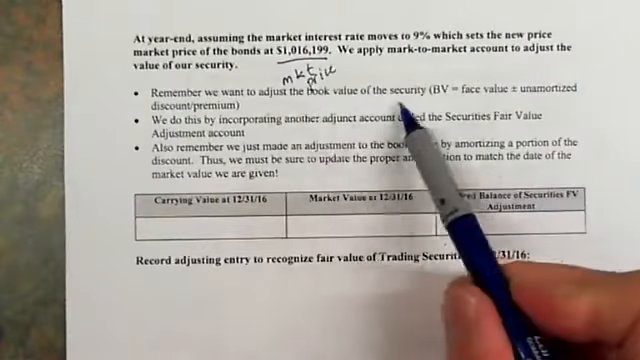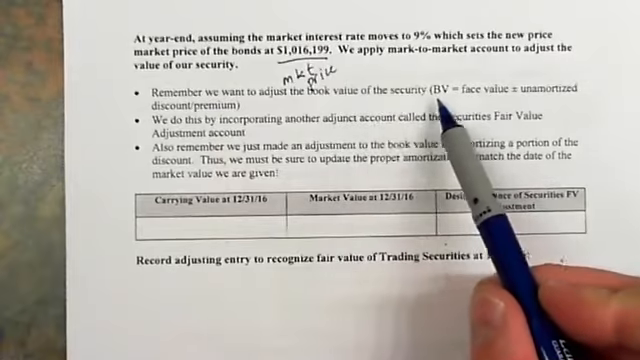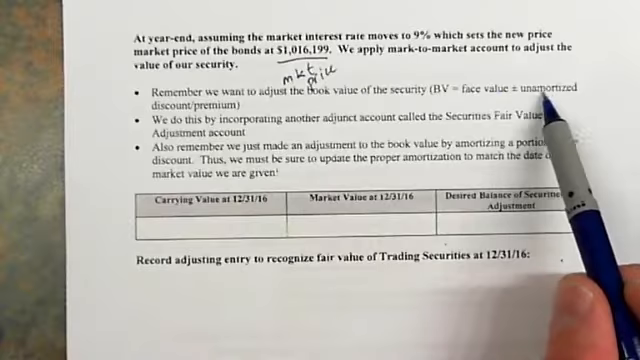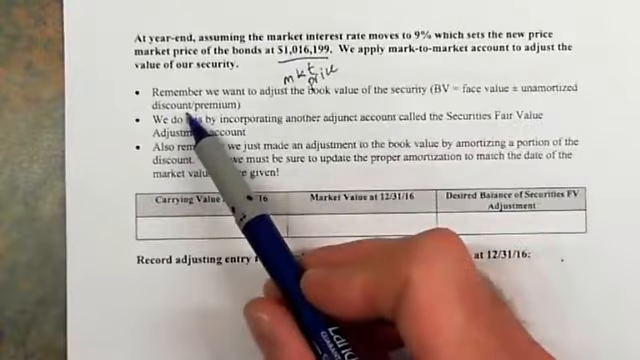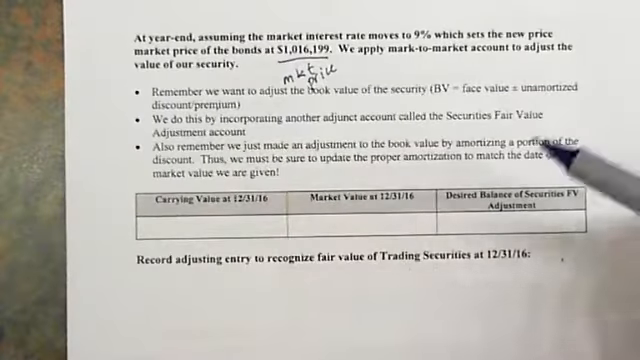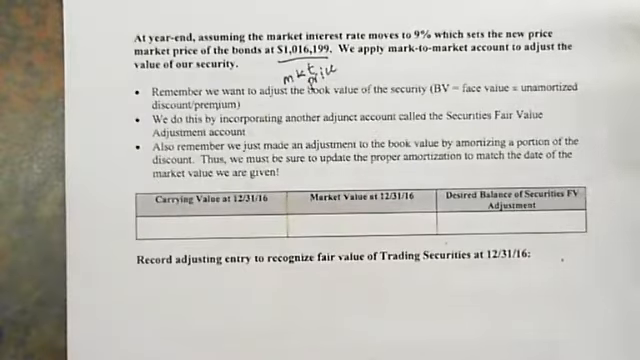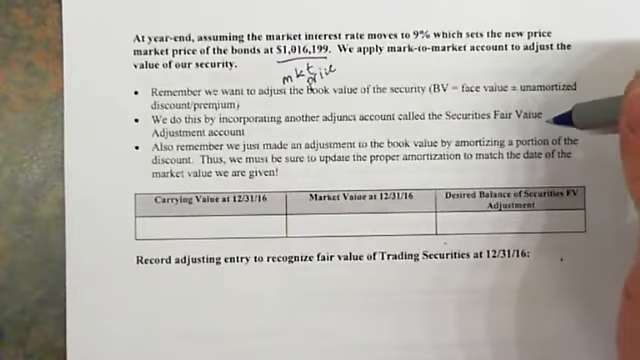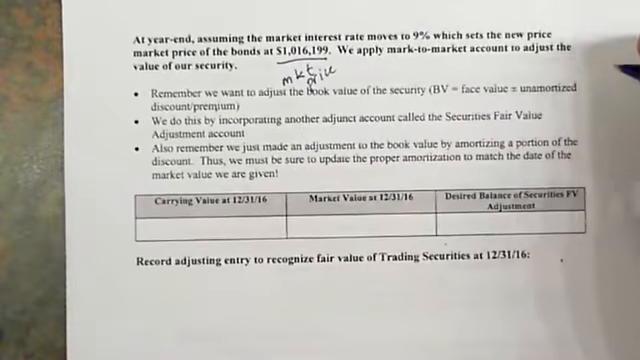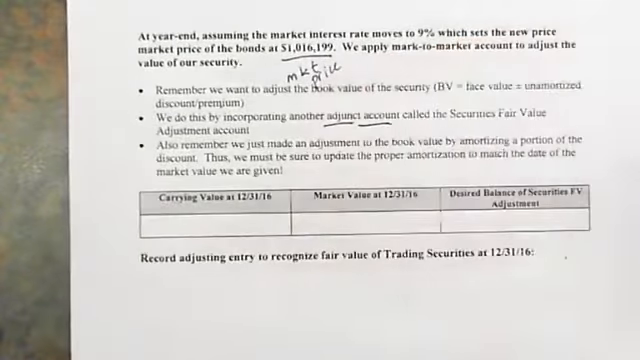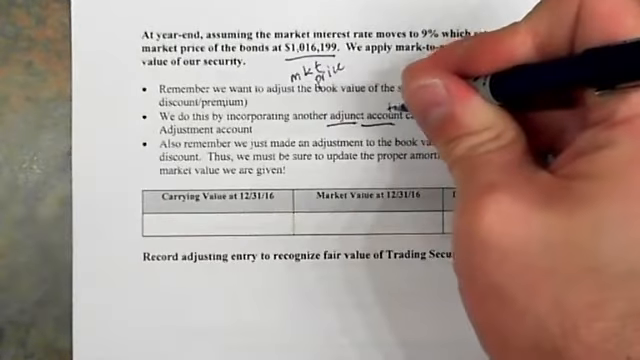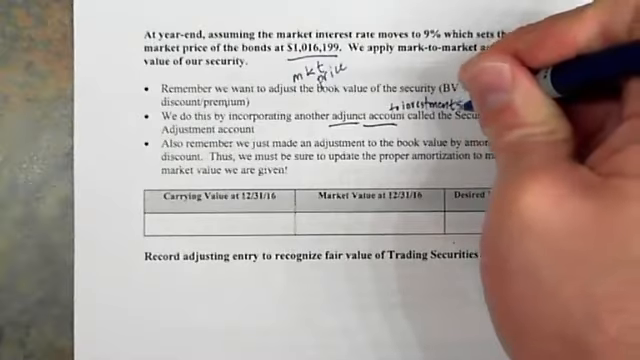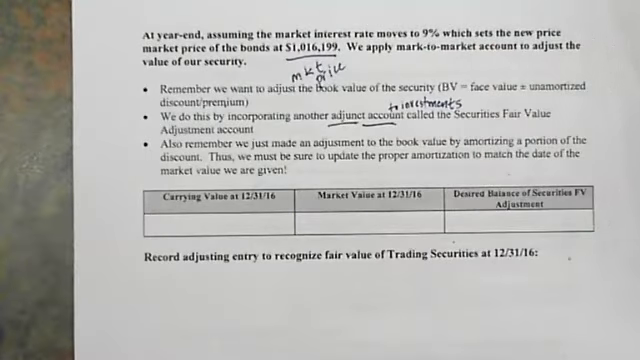We want to adjust the book value of the security. And remember, this book value of our security is going to be whatever the face value of it is, plus or minus whatever is left of the discounted premium. We're going to use another adjunct account, as I alluded to on the prior page, called the Securities Fair Value Adjustment Account. And it is an adjunct account to investments. So it'll increase or decrease the value of my investments account.